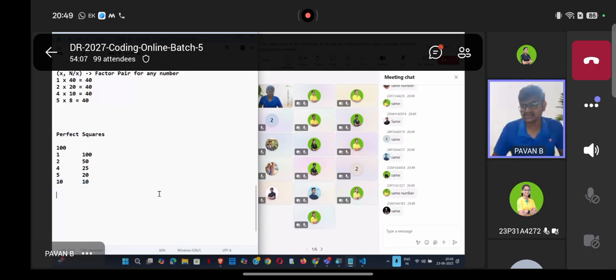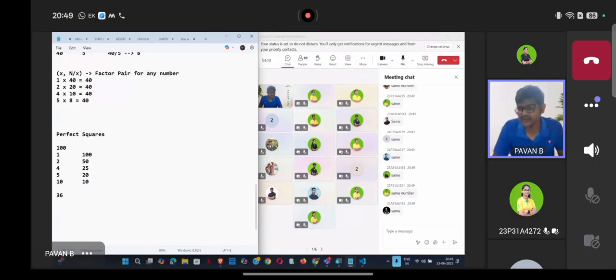Now this problem, guys, only happens for perfect squares. Perfect squares means, take 36 for example. 36 is 6 square, right? See, 1 and 36, this is one pair. 2 and 18 is another pair. 3 and 12 is another pair. And what is the next pair? 4 and 9 is another pair. 4 times 9 is 36. The next pair is 6 and 6. 6 times 6 is 36, right?